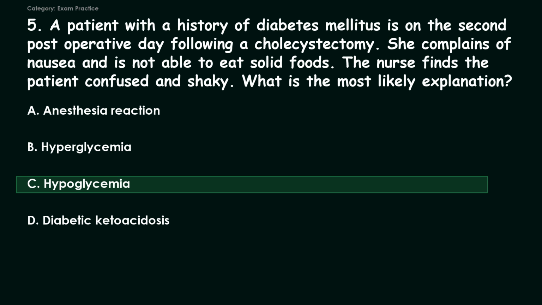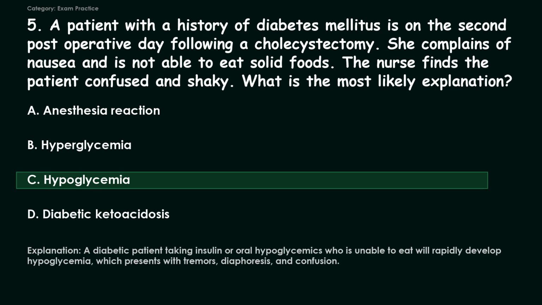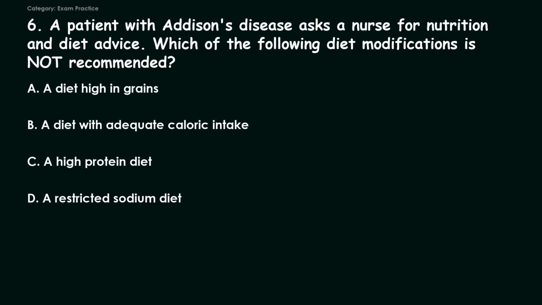Hypoglycemia. A diabetic patient taking insulin or oral hypoglycemics who is unable to eat will rapidly develop hypoglycemia, which presents with tremors, diaphoresis, and confusion. Question 6. A patient with Addison's disease asks a nurse for nutrition and diet advice. Which of the following diet modifications is not recommended?